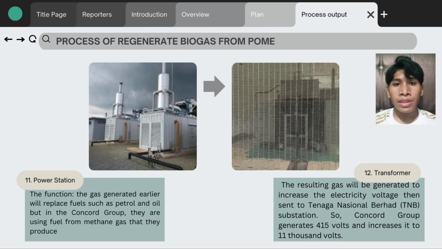The next process is the power station. The gas generated yearly will replace fuel from methane gas that the Concord Group produces. The last process is the transformers, where the resulting power is stepped up to increase the electricity voltage and then sent to the substation. Concord Group generates 450 volts and increases it to 11,000 volts.